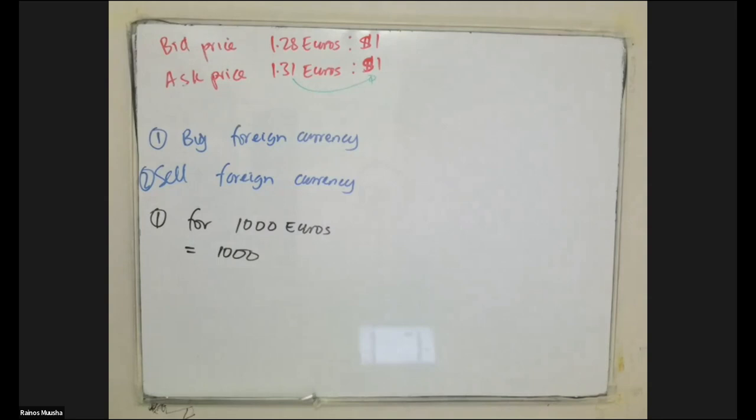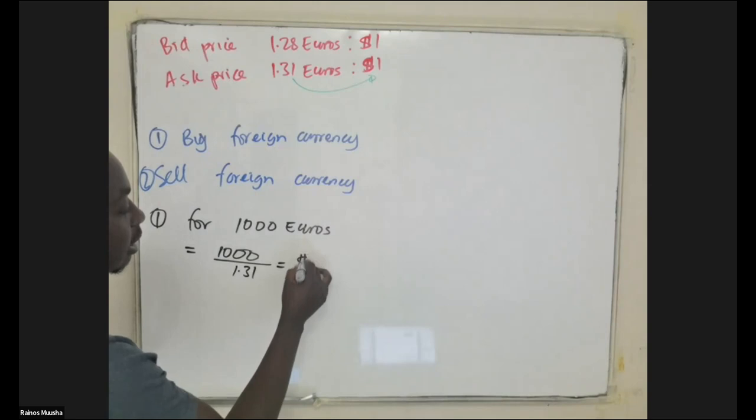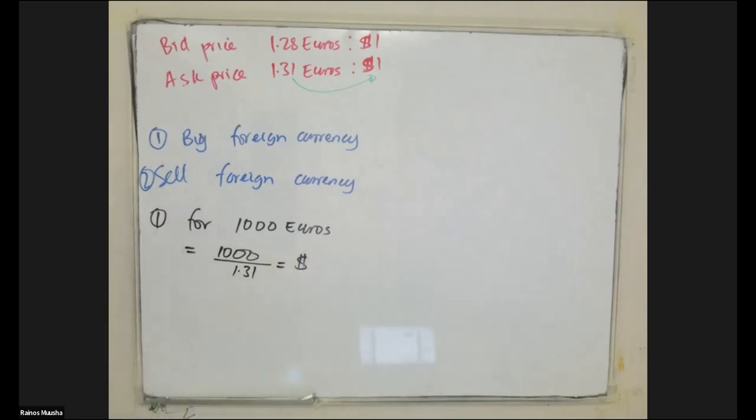You are going to end up with less units. Please take note of this. When you are moving from the weaker currency going to the stronger currency, you are going to end up with less units. And to end up with less units, in this case, we're going to divide by 1.31. So this will give us the equivalent amount in US dollars.